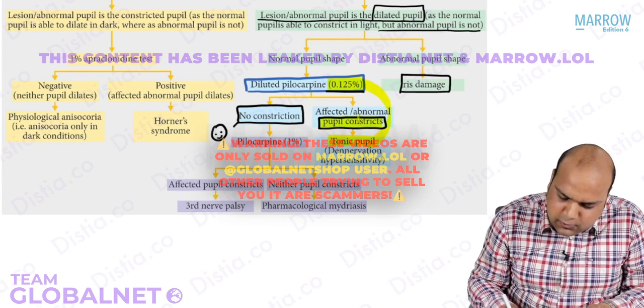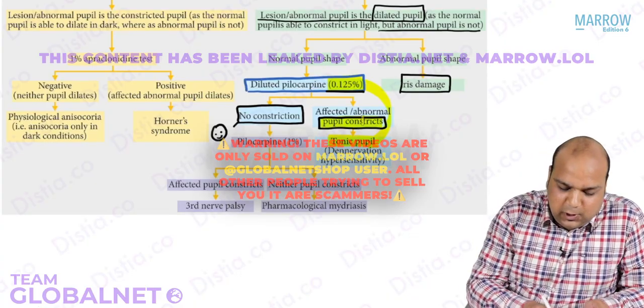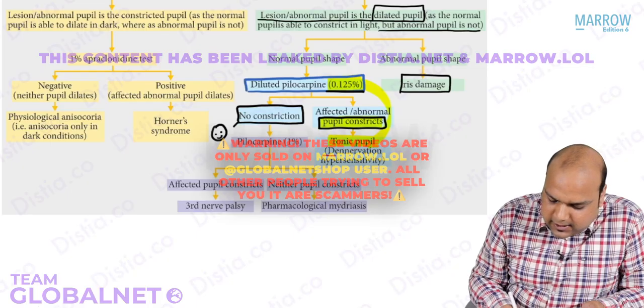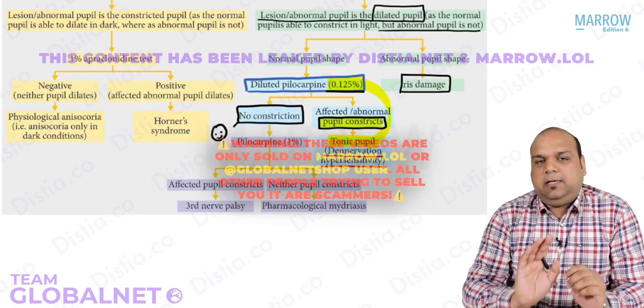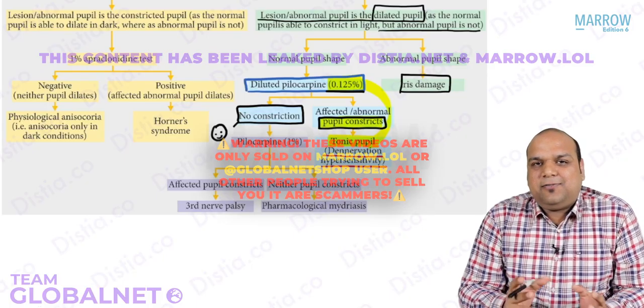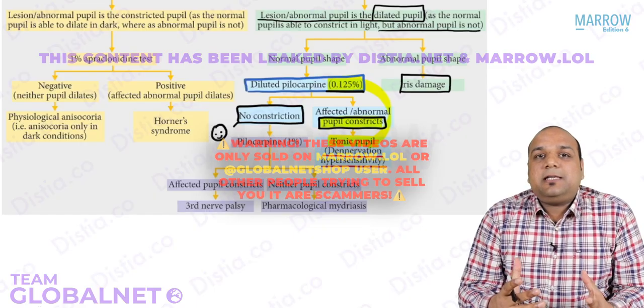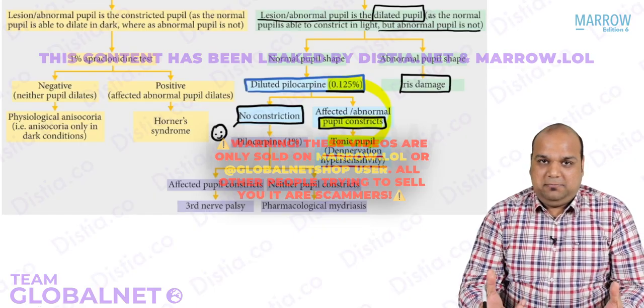Pupil constricts to 0.1% pilocarpine. I have tonic pupil due to the phenomenon known as denervation hypersensitivity. What are we trying to say? The pupil has lost its nerve supply, the short ciliary nerve, the final postganglionic nerve. The pupil has not been able to constrict for a long time, everybody.